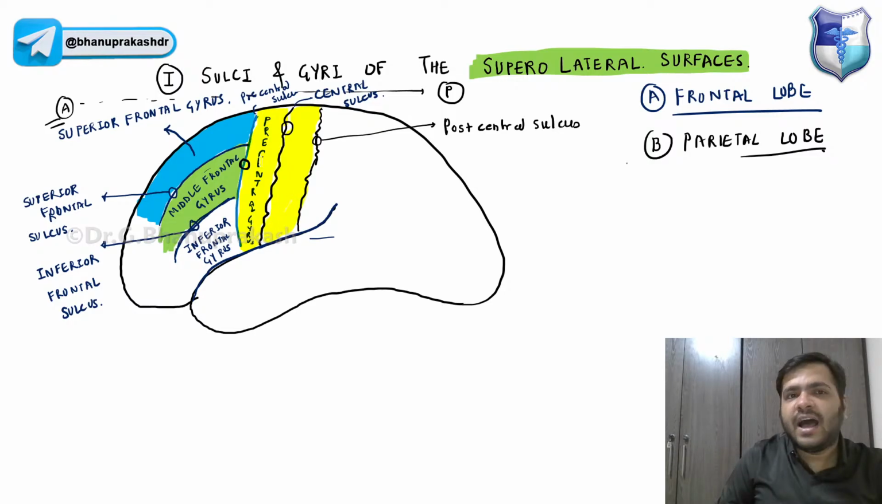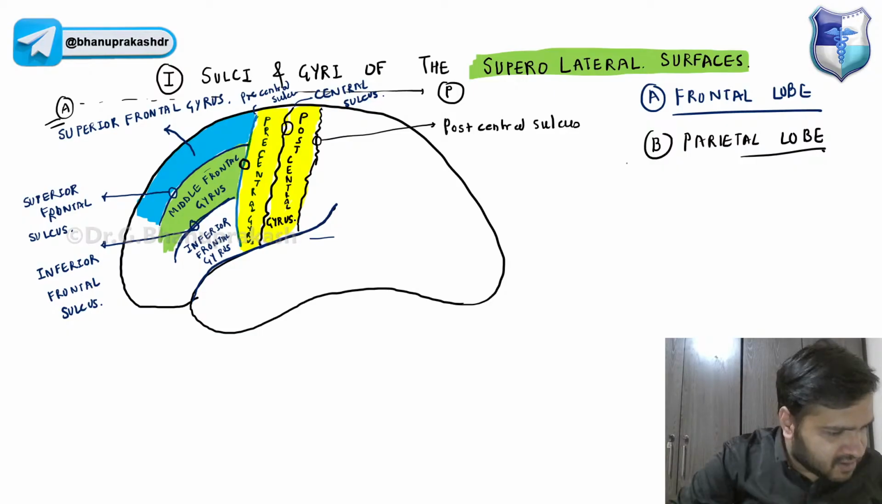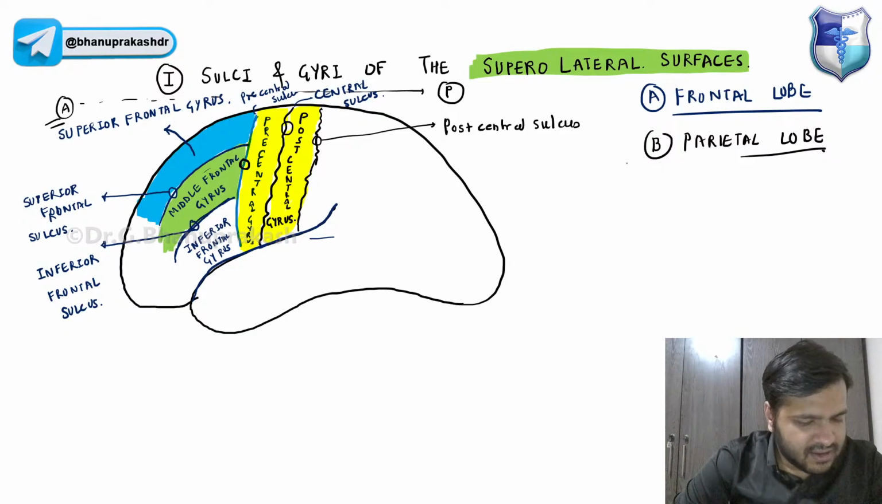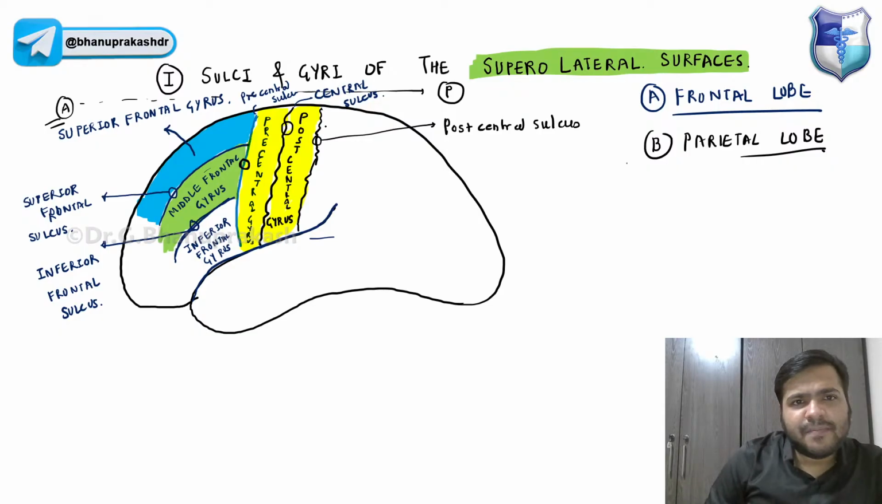Beech wala central, aage wala pre central, aur iske peeche wala kya ho jayega? Post. Yes, we have this post central gyrus, right? So it is running parallel to the central sulcus, guys. And it's also like upper part and lower part. So like you can just draw it in one.